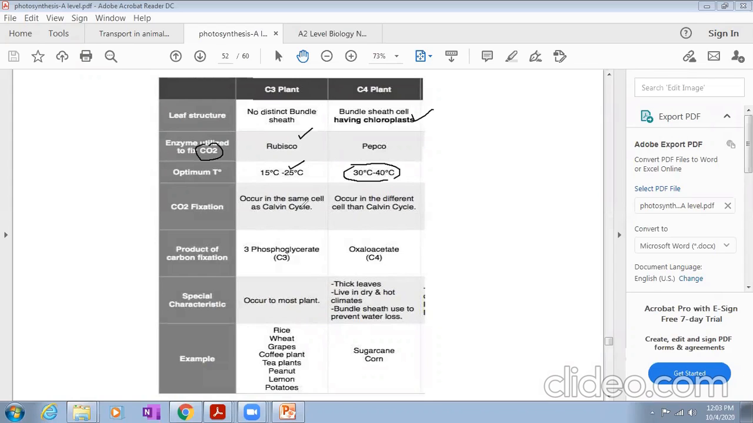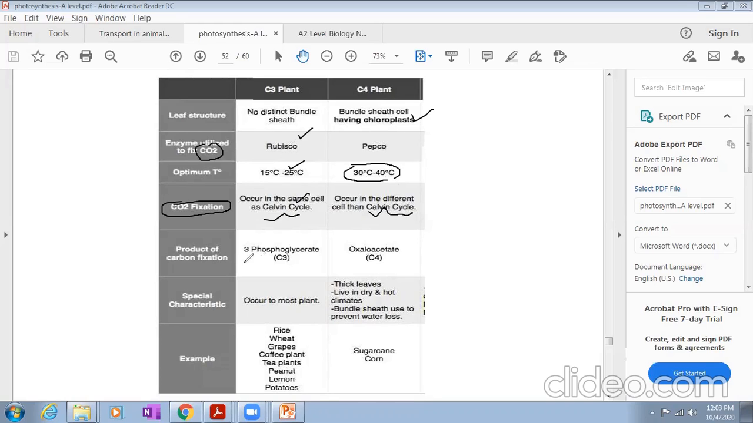In C3 plants, carbon dioxide fixation occurs in the same cell as the Calvin cycle, while in C4 plants it occurs in a different cell than the Calvin cycle. First of all, PEP carboxylase will fix that carbon dioxide, and then in the form of malate, it will move toward the bundle sheath, and in the bundle sheath the Calvin cycle will take place. Okay.